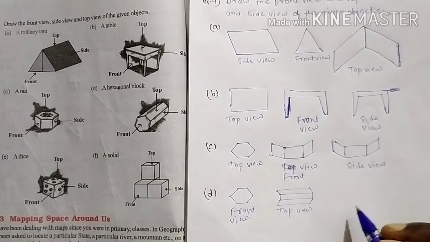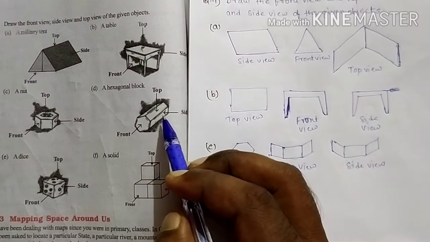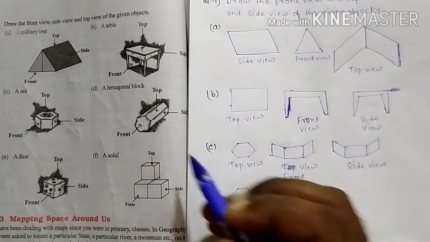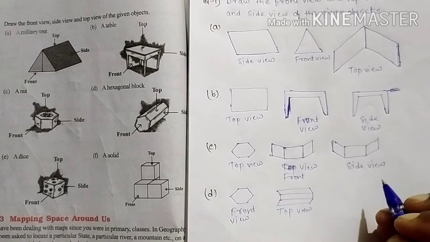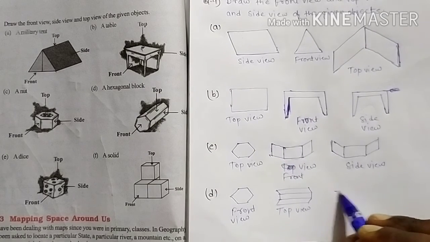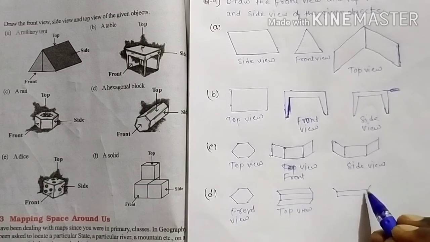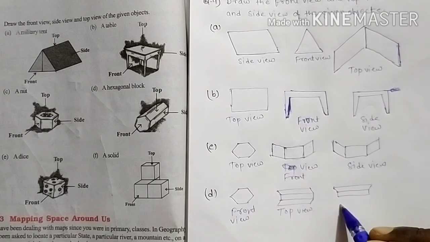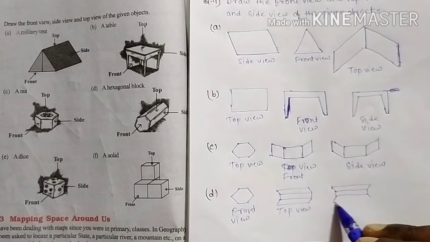Now the side view of the object. If you see from the side of this hexagonal block, what figure is visible? Simply, this type of figure we can get. And this is the side view of the object.